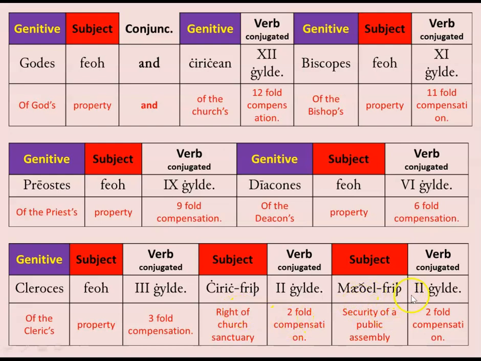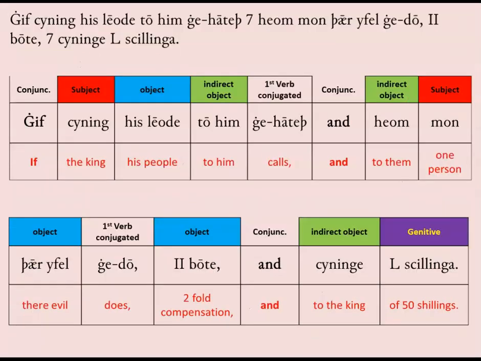Interfering with the right of church sanctuary, twofold compensation. Mathel Ferrith Twa Yulda. Security of a public assembly, twofold compensation. So what it's saying is that assemblies were necessary for people to meet. The last thing they want is feuds and violence and theft and all the rest to break out. They had to deal with it. So if you violate the security of a public assembly, you're going to be paying for it. All right, let's have a look.